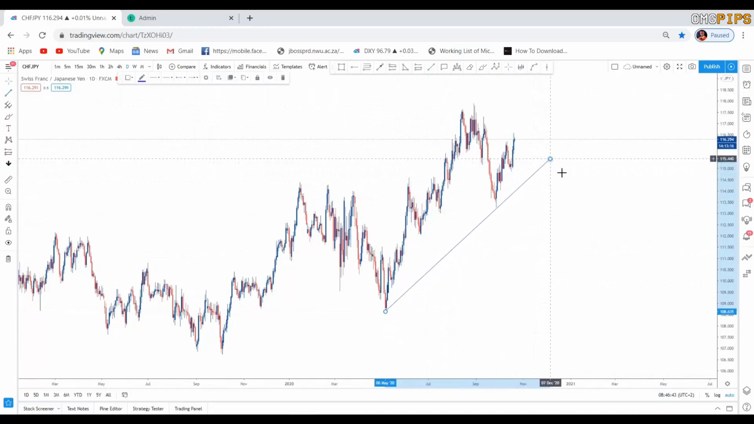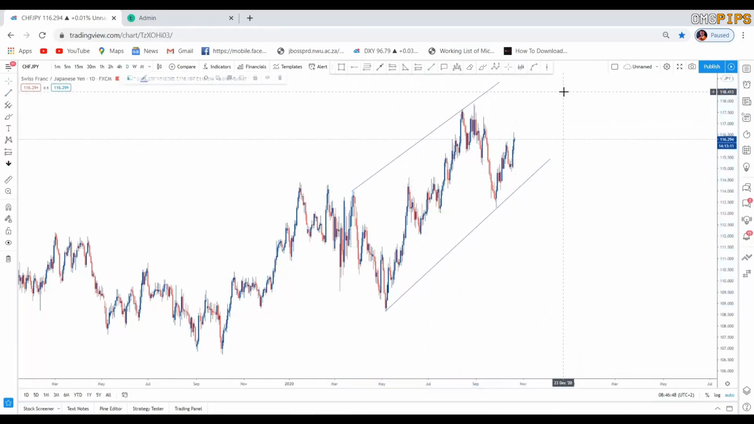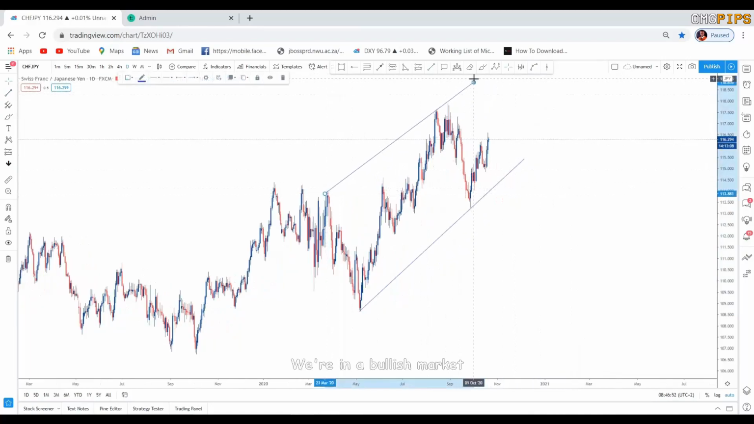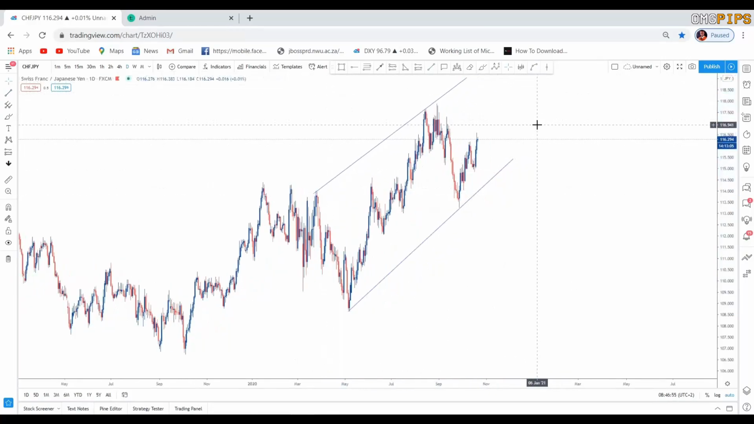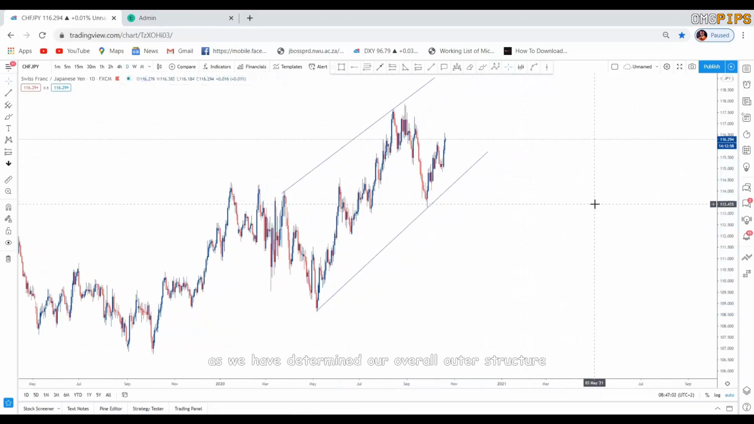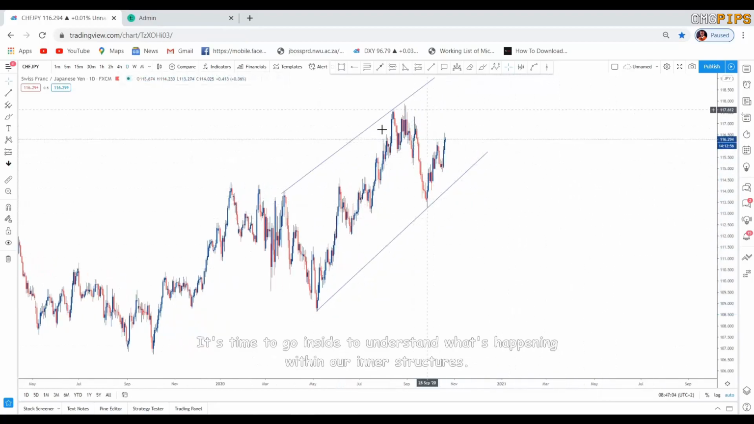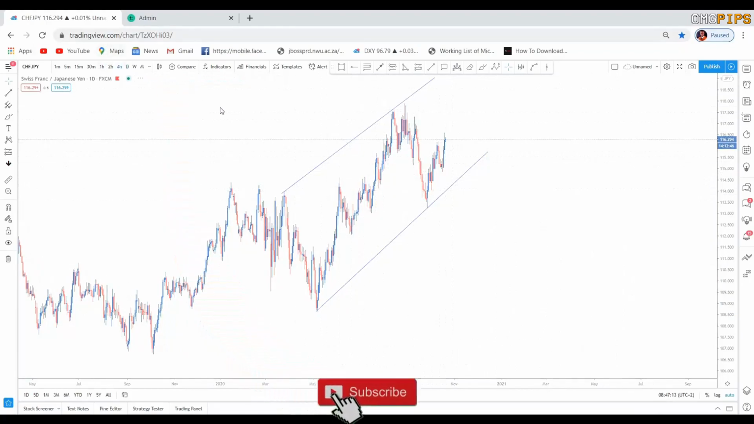So as you can see, we have our low right there, we also have our high right there. So I would say we are in a bullish market. So you're actually in a bullish market right now. As we have determined our overall outer structure, it's time to go inside to understand what's happening within our inner structures. So we go to the 4-hour time frame.